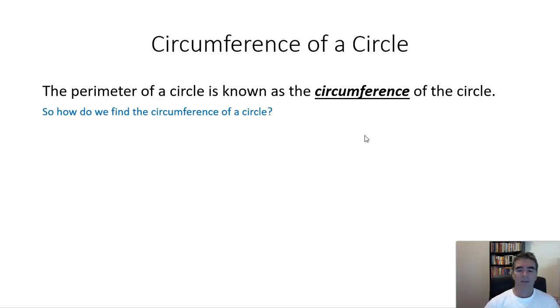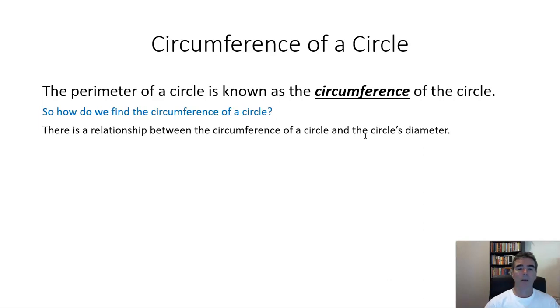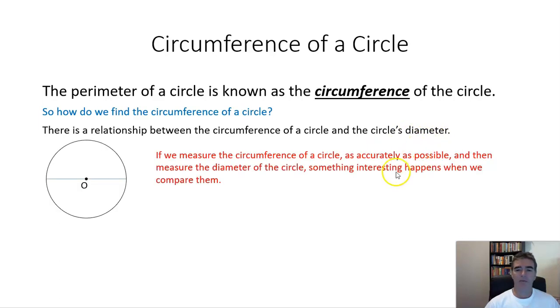So how do we find the circumference of a circle? Well, what I'm going to show you first is a relationship that builds between the diameter of a circle and the circumference, and that helps us come up with the rules that we've got. So, circumference and diameter. The diameter of a circle is the distance all the way across a circle through the middle of it. Most of the time you'll see a horizontal line like that, but I could rotate that around and our diameter goes through this way. So if we measure the circumference of a circle as accurately as we can, and then measure the diameter also, there are some interesting things that happen when we compare them.